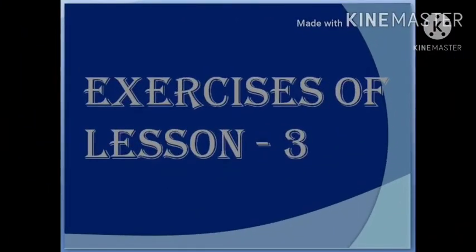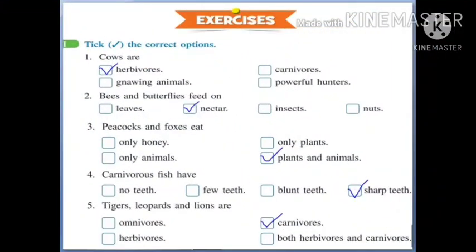Now let's move to the exercises of lesson 3. So open your book everyone and match out the answers. Question number 1. Tick the correct options. First, cows are herbivores. Second, bees and butterflies feed on nectar. Third, peacocks and foxes eat plants and animals. Fourth, carnivorous fish have sharp teeth. Fifth, tigers, leopards and lions are carnivores.